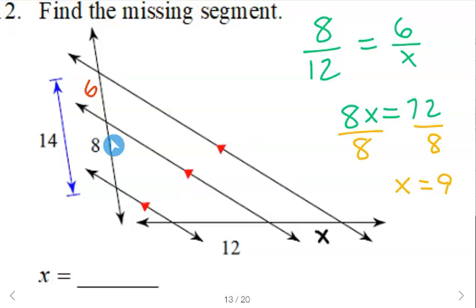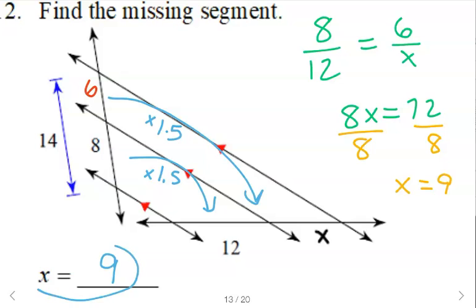Some of you may use the scale factor idea. 12 divided by 8 gives you 1.5. So you'd be multiplying by 1.5 as you go from the smaller one to the bigger one. Similar to the idea of scale factor. But you should be getting 9. So if you did 6 times 1.5, that would work.